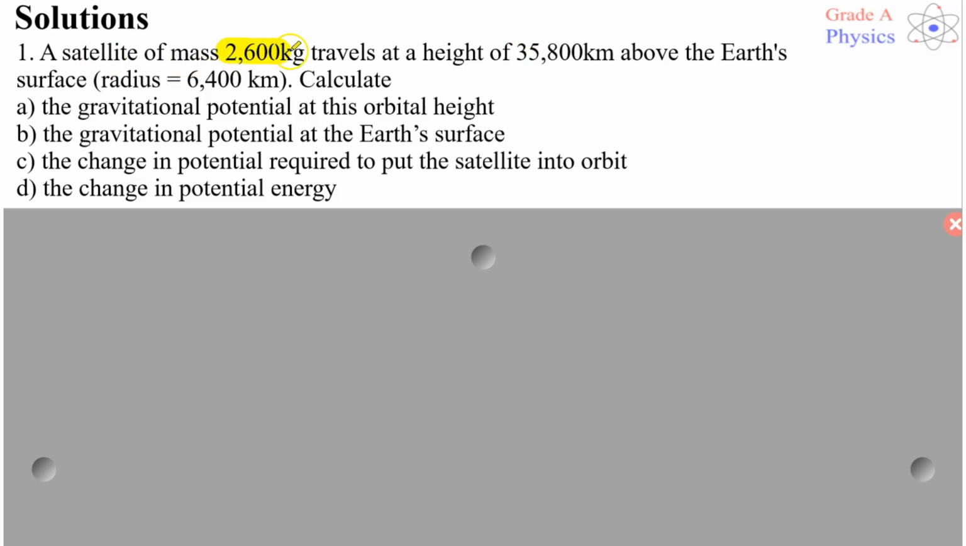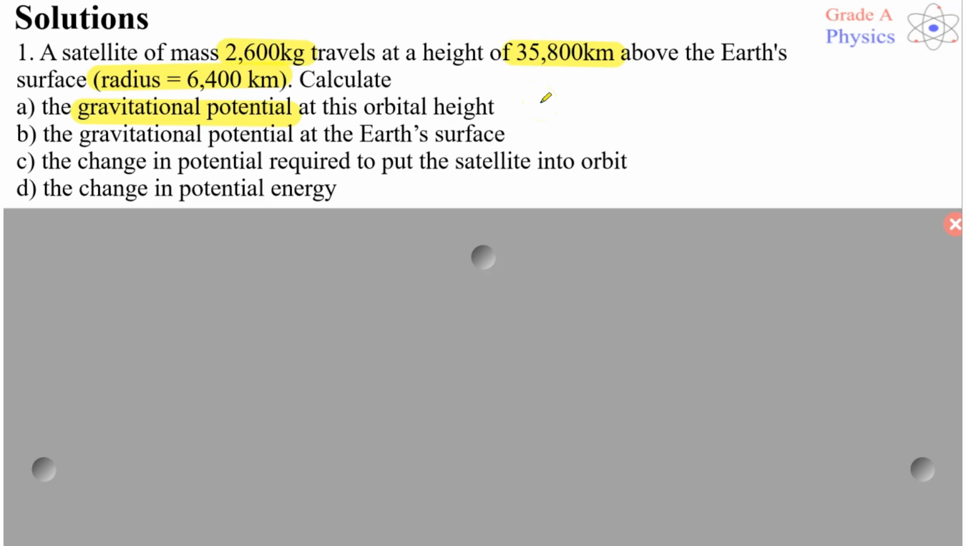So we're told the mass of the satellite. We're told the height. We should be looking at kilometers. That needs to be into meters. And then we've also got the radius of the Earth, so for the total distance we need to add those two together. So the first thing, part A, says find the gravitational potential at this orbital height.